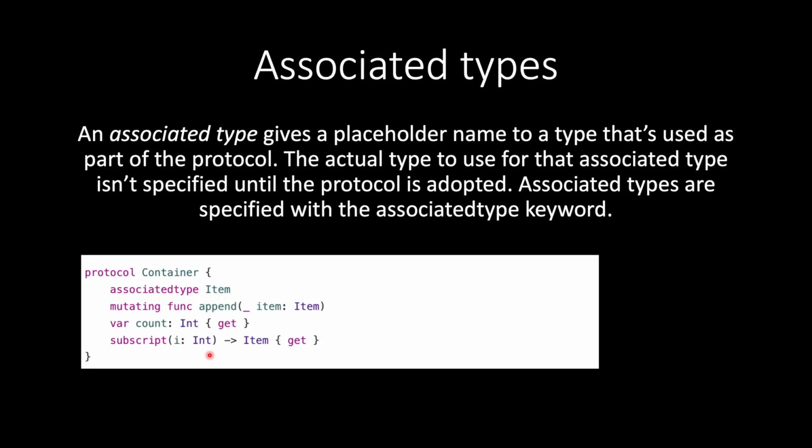Next, we have associated types. We know that when declaring protocols, we can define associated types. Associated types are placeholders for a type that is used as a part of the protocol, and the implementer decides the actual type. The actual type to use for that associated type is not specified until the protocol is adopted. Associated types are defined with the associatedtype keyword. Here we declared the protocol Container, and we defined the associated type as Item.